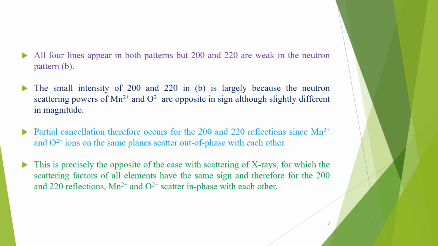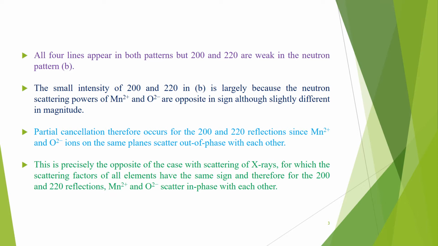So in the previous lecture we discussed the planes of manganese oxide and nickel oxide, and we also discussed the comparison between the peaks taken by X-ray diffraction and by neutron diffraction at different temperatures.